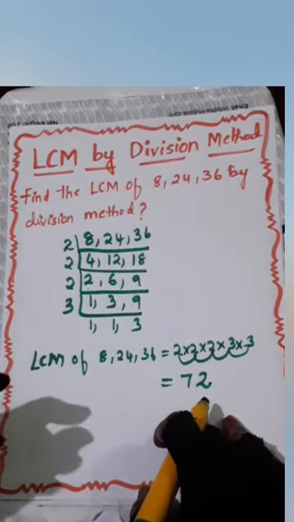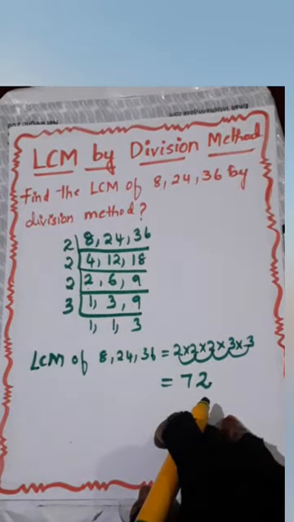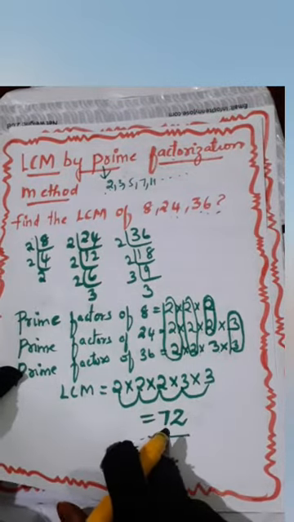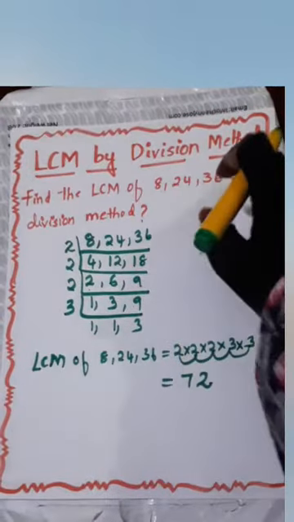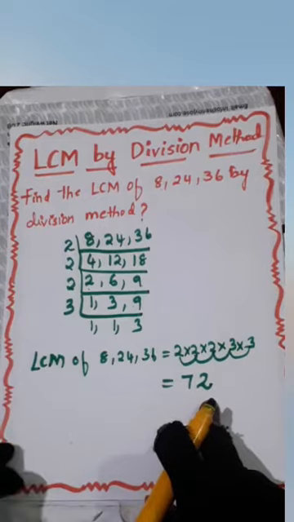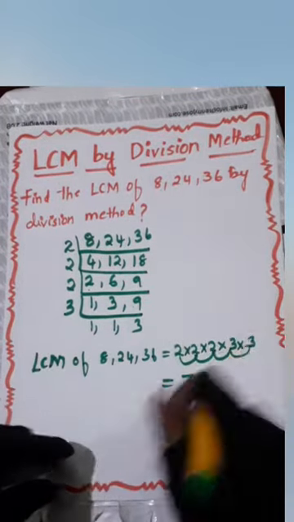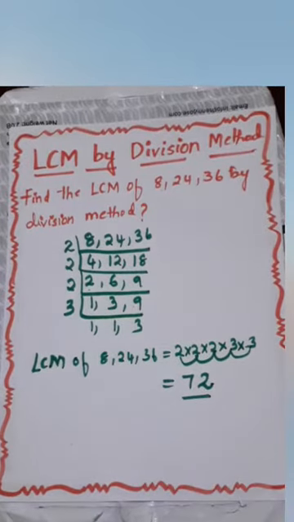See, we have already done it by the prime factorization method, and we got the same number 72. By doing the division method also we got the same number 72. So LCM by division method and prime factorization method will give the same answer. Okay, short trick for LCM.